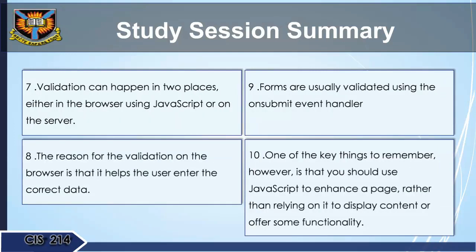7. Validation can happen in 2 places, either in the browser using JavaScript or on the server. 8. The reason for validation in the browser is that it helps the user enter the correct data. 9. Forms are usually validated using the onSubmit event handler. 10. One of the key things to remember, however, is that you should use JavaScript to enhance a page rather than relying on it to display content or offer some functionality.